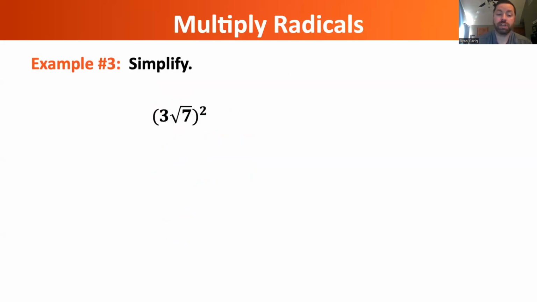What about this one? 3 radical 7 squared. Well, what I'm doing is 3 radical 7 times 3 radical 7. So I'm doing 3 times 3 on the outside, which is 3 squared. And I'm doing radical 7 times radical 7, which is radical 7 squared. The 3 squared is 9. Radical 7 squared: the radical and the squared cancel, and I'm left with just 7. Not 49. 7. 9 times 7 is 63.